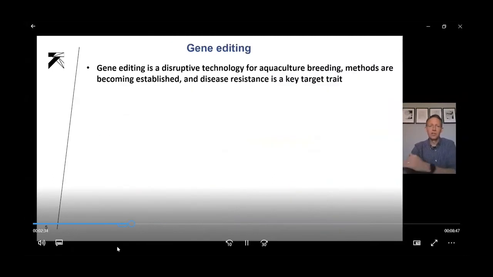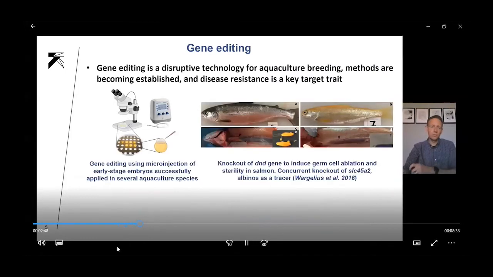Gene editing is likely to be a disruptive technology for aquaculture breeding. The methods are now becoming established, and disease resistance, of course, is a really key target trait with multiple environmental, animal welfare, and economic benefits.